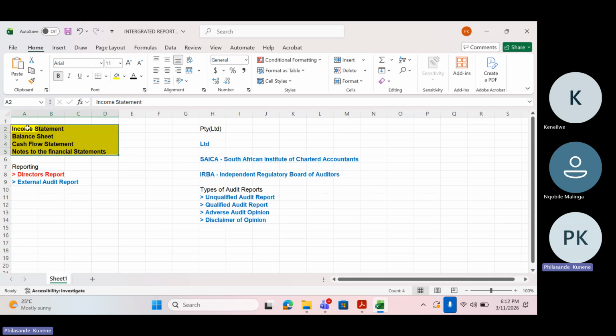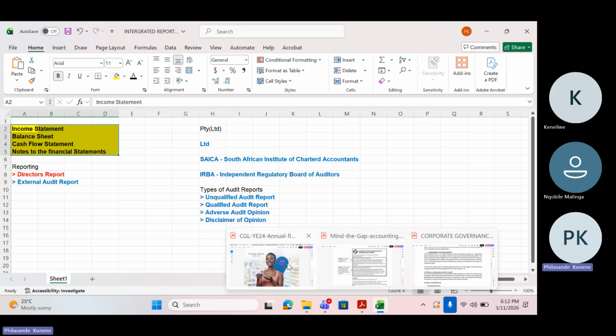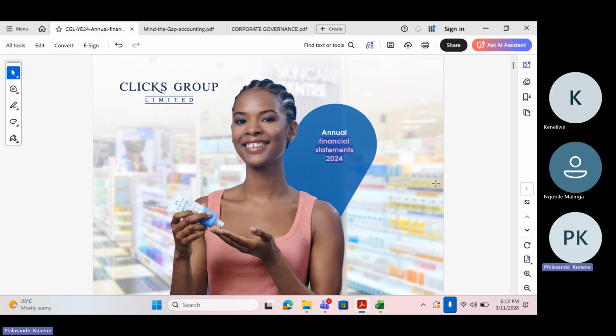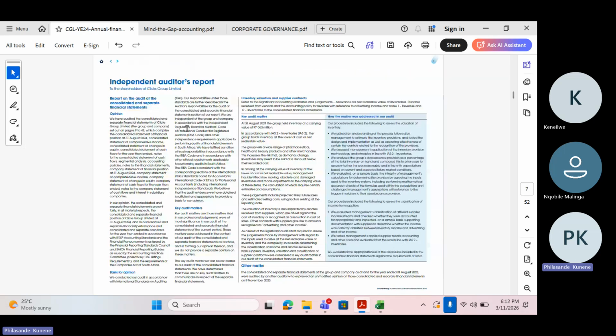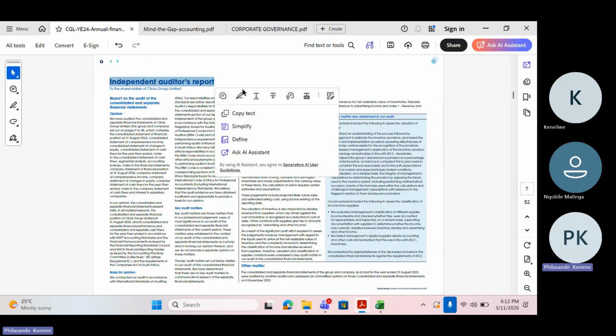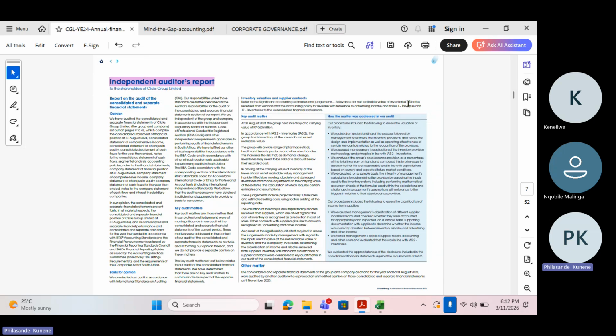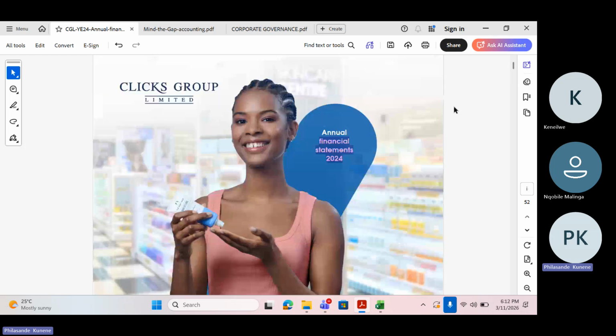But having done all these statements, it's not enough. We cannot say that we have completed everything that is required in the financial statements. We need the reporting side. That's when we're going to start seeing what? That's when we're going to start seeing an independent auditor's report. As you guys can see here, we do have what? An independent auditor's report. It is required to be part of the financial statements, right? It is required to be part of the financial statements.